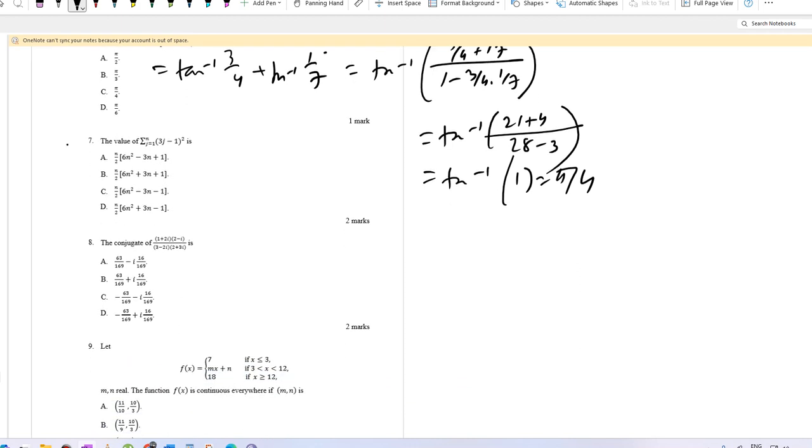Let's proceed to question number 7. Summation of (3j minus 1) square. So this is simply 9j square minus 6j plus 1.